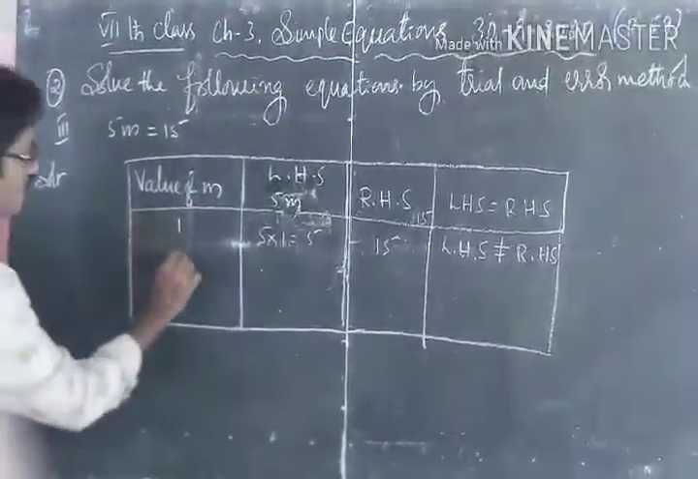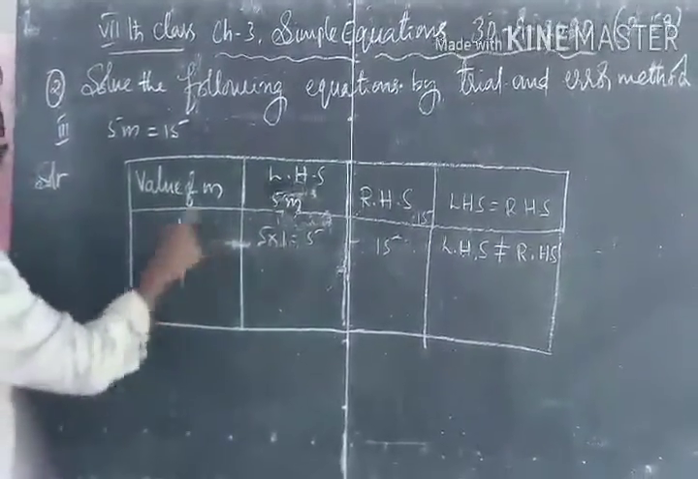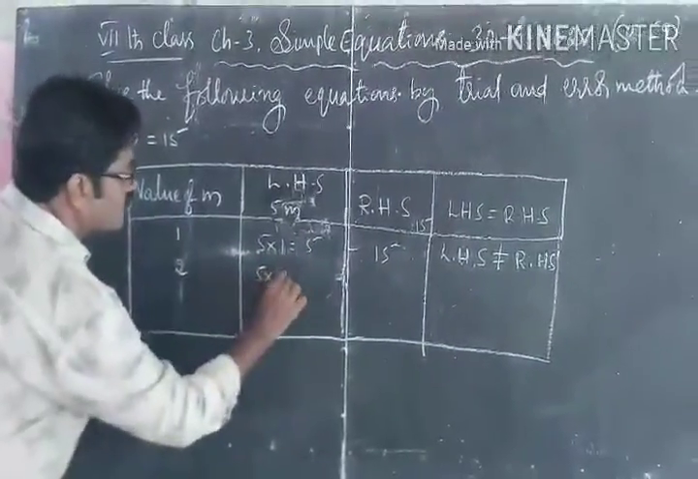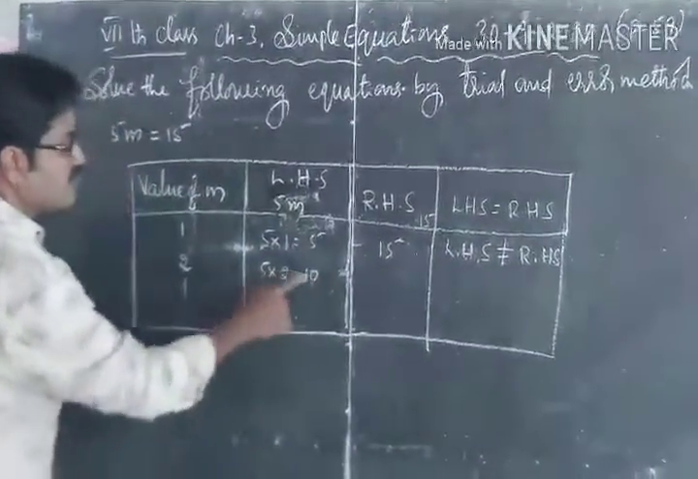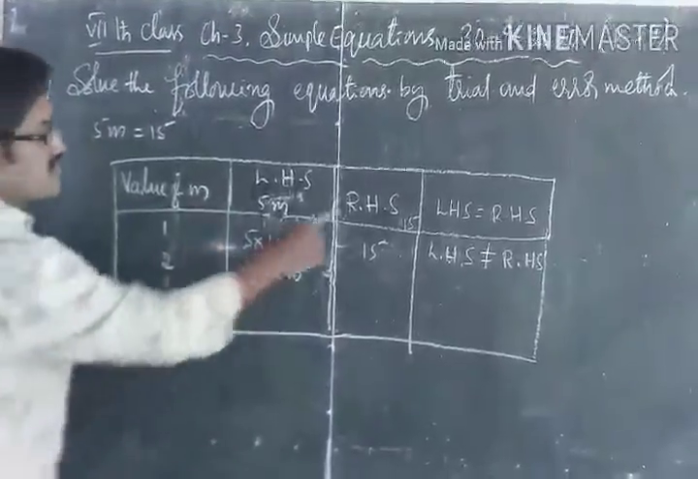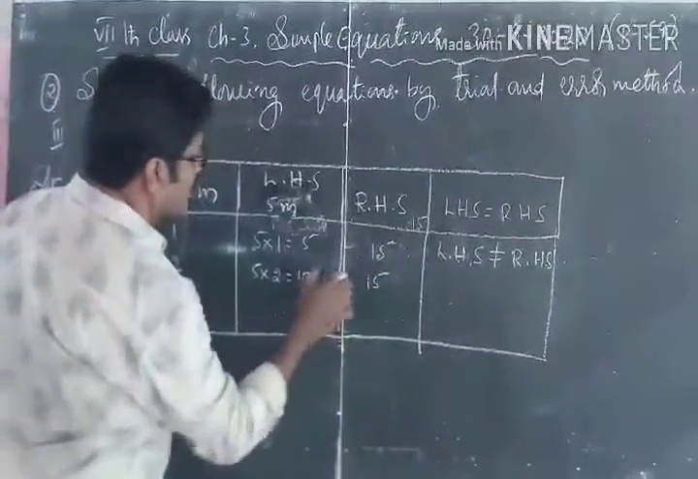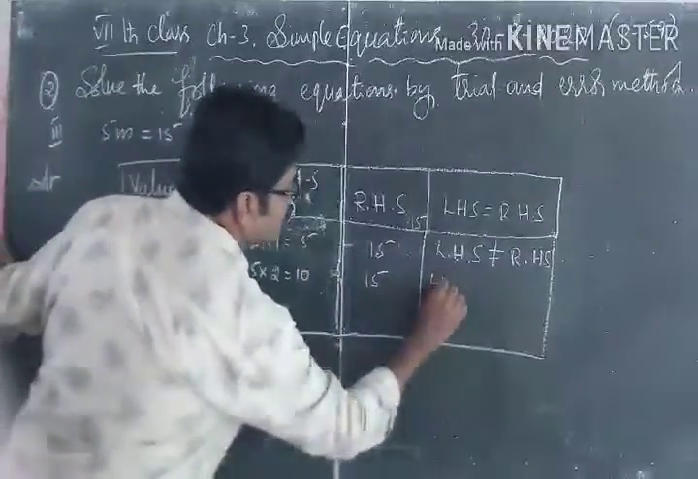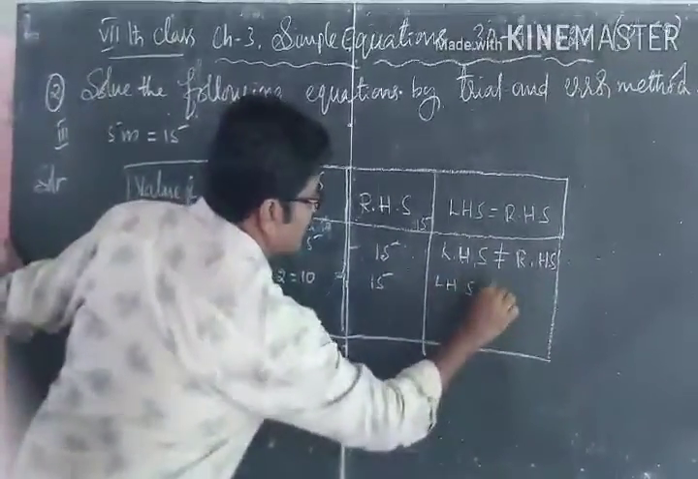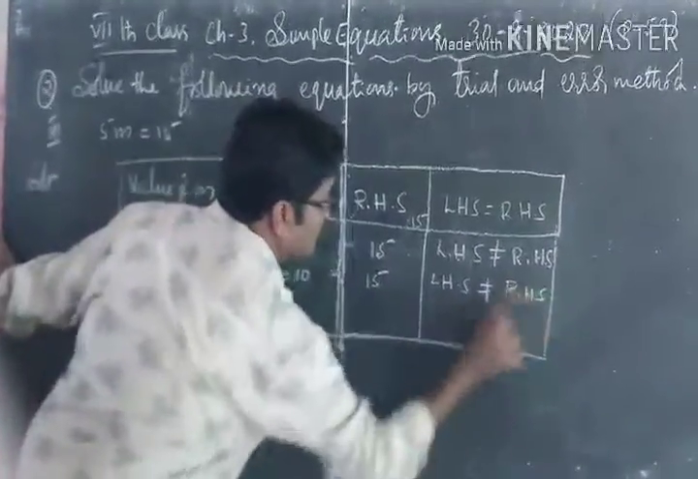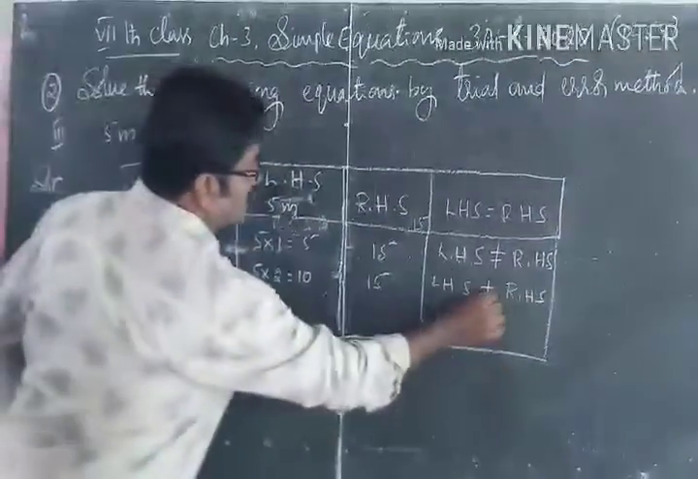Then take the value of m as 2. In place of m, 2: 5 into 2 is equal to 10. RHS is 15. Here both are not equal. LHS is not equal to RHS.